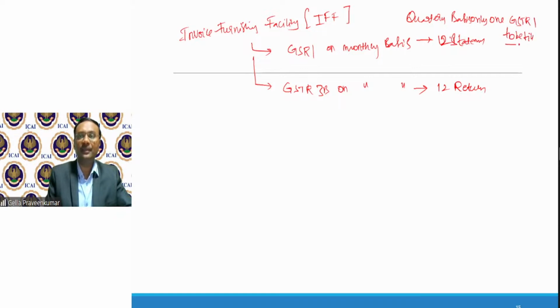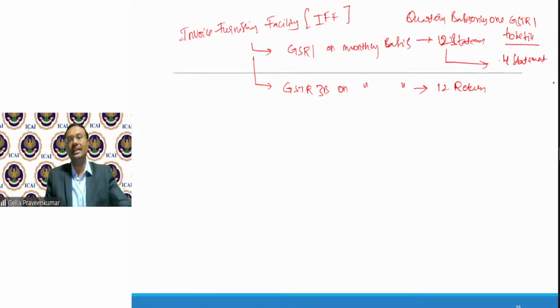That means to say, they say from 12 statements, only 4 statements have to be filed. This is what government said. We made the business easier. We understood that common man should comply with GST. So we made life simple.